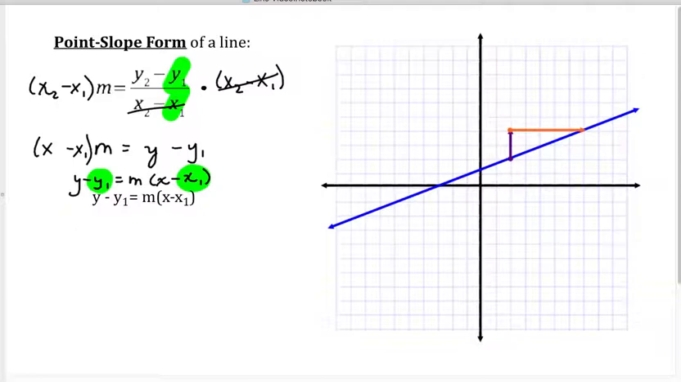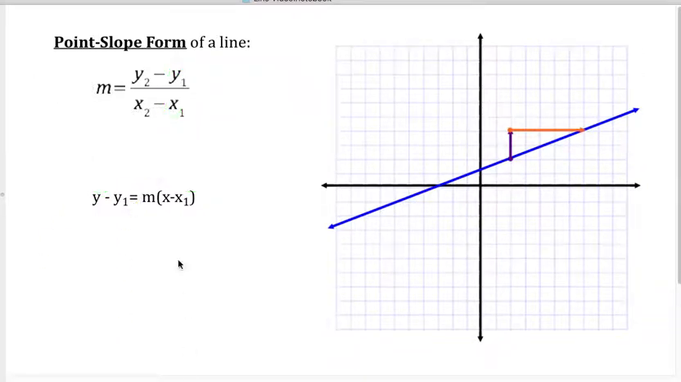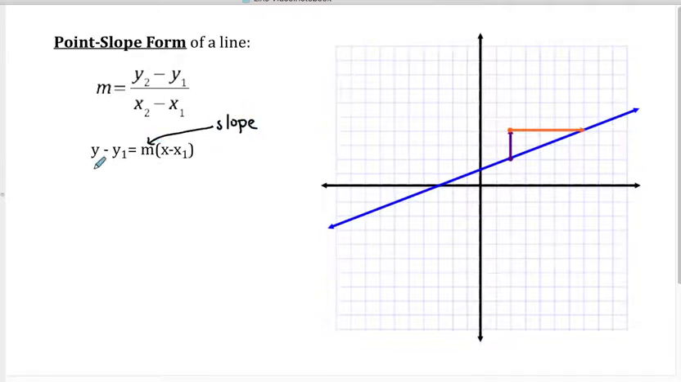So using this rule, y minus y1 equals m times x minus x1, we know that this m is still representing the slope. And (x1, y1) represents a point somewhere on the line, fixing the line in a specific space.